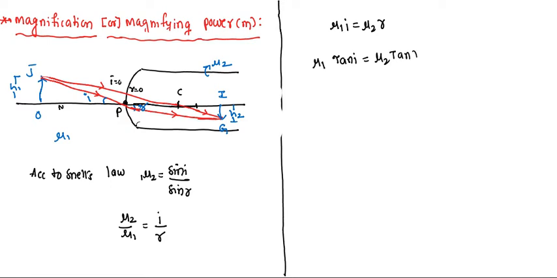What is tan i from the figure? You take the triangle OJP. From the triangle OJP, tan i is opposite side by adjacent side, OJ by OP.